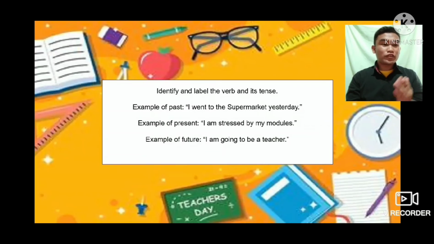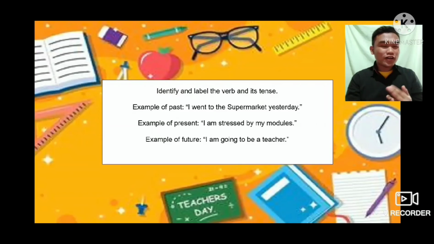However, I've already given you the examples of the three tenses. Examples of past, present, and future. You are now to identify and label the verb which indicates its tense. So, let's start with the example of past. I went to the supermarket yesterday. What is the verb, do you think, class?